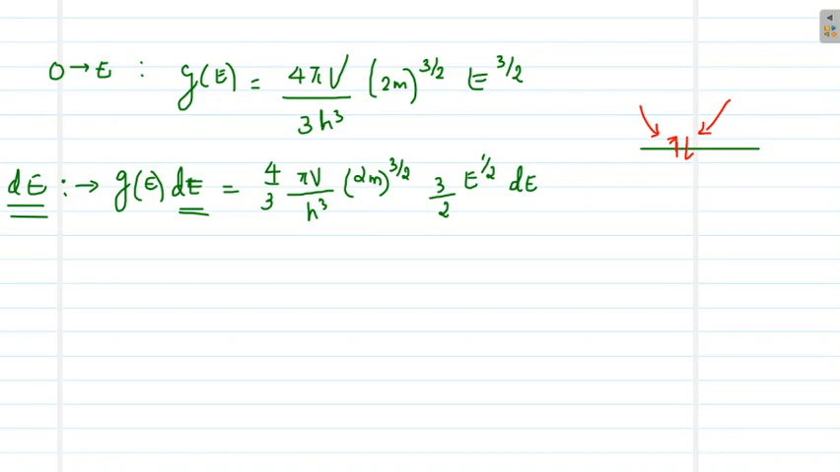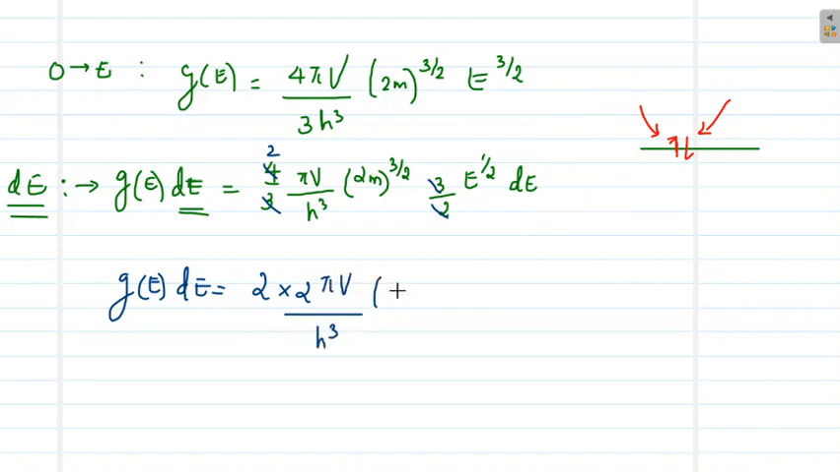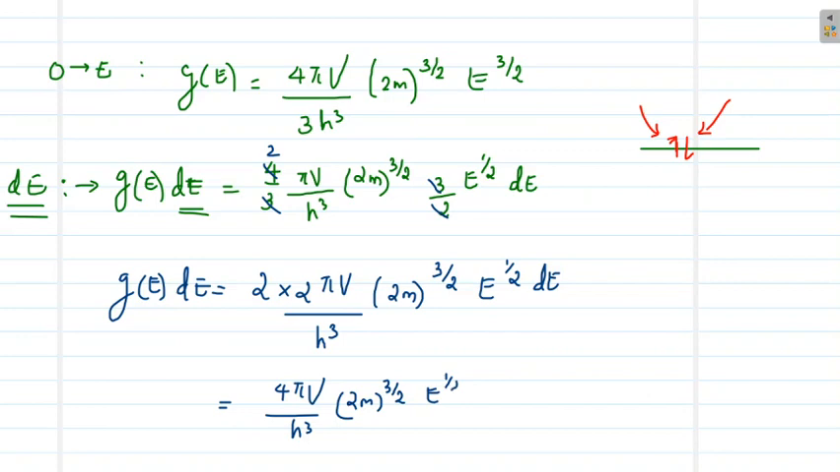So the final equation will be like this: g of E dE equal to, this 3 will cancel, 2 will cancel with the 4 to give 2. So multiply by 2, 2 into 2 pi V by h cube into 2m all raised to 3 by 2 E raised to 1 by 2 dE. Now what is this final equation? It is 4 pi V by h cube into 2m whole raised to 3 by 2 into E raised to 1 by 2 dE.